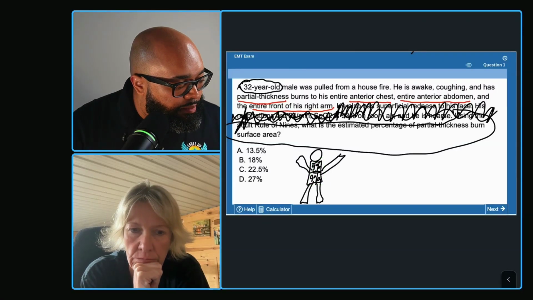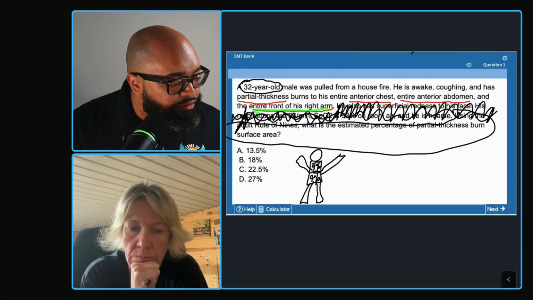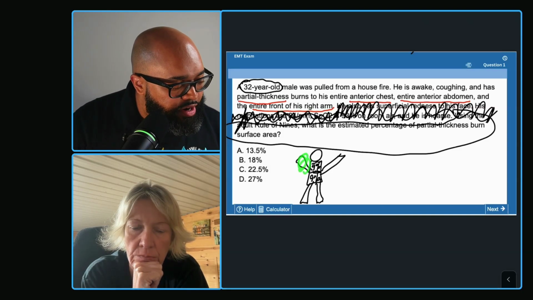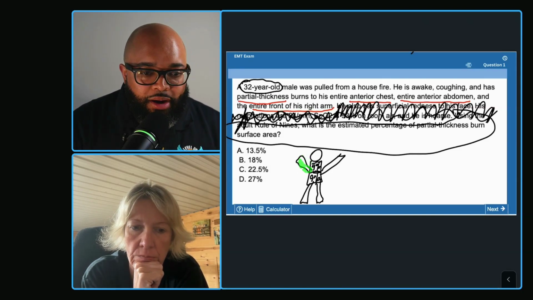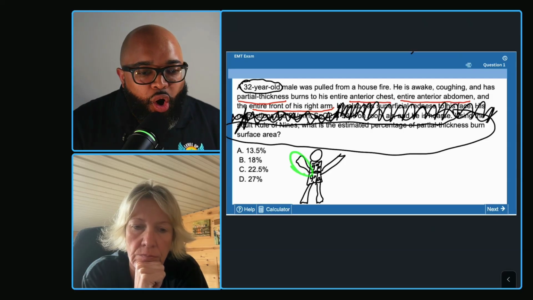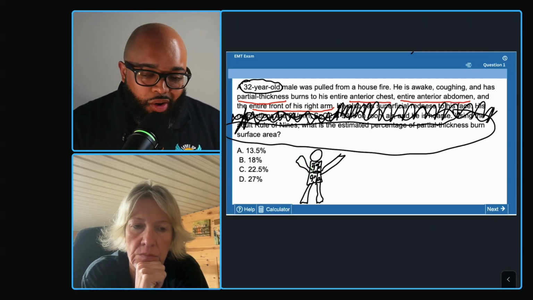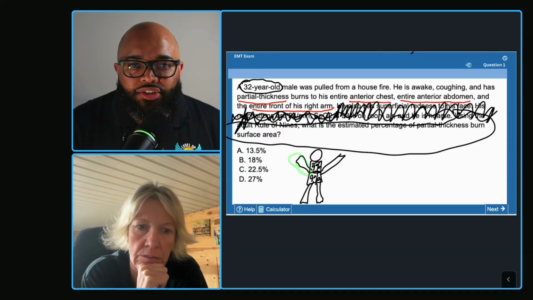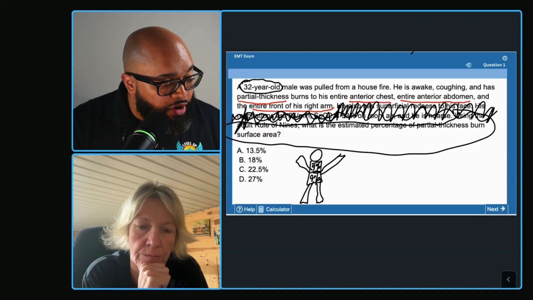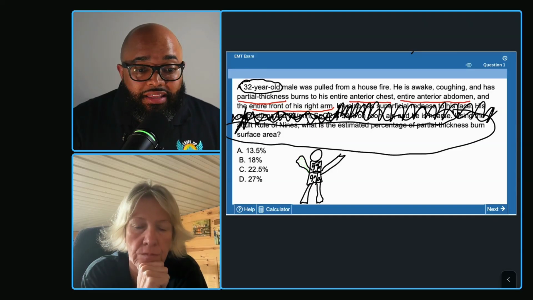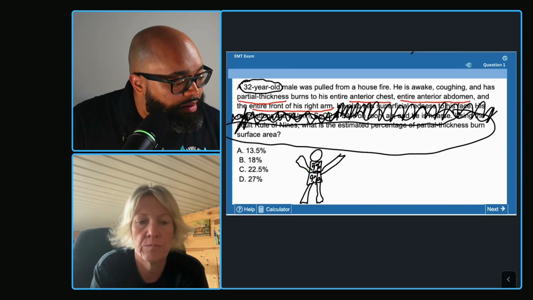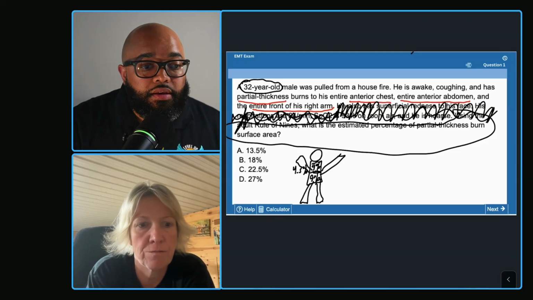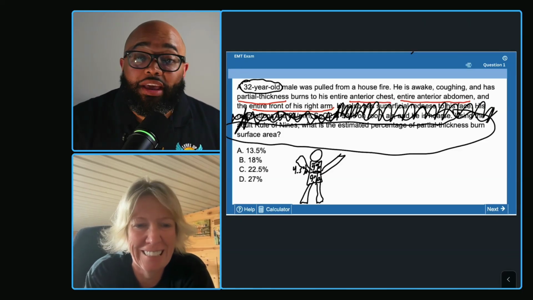Now he has also partial thickness burns to the entire front of his right arm. So the anterior part of his right arm. Over here on his right arm, we're going to say this is the front part. How much is the entire arm for an adult or kid? 9. The entire arm, front to back, is 9%. But if they're only saying burns to the front, that's half of it. So what's that going to be? 4.5. Yeah, so we got 4.5%.